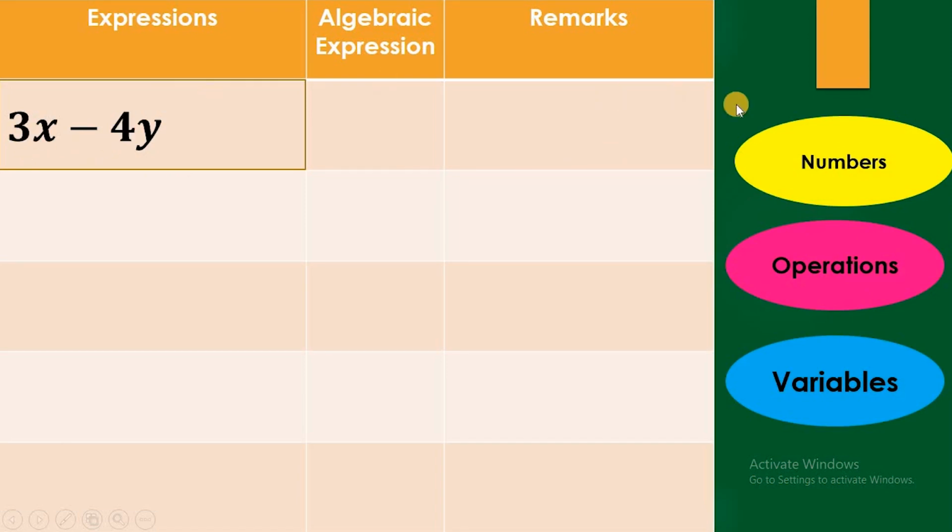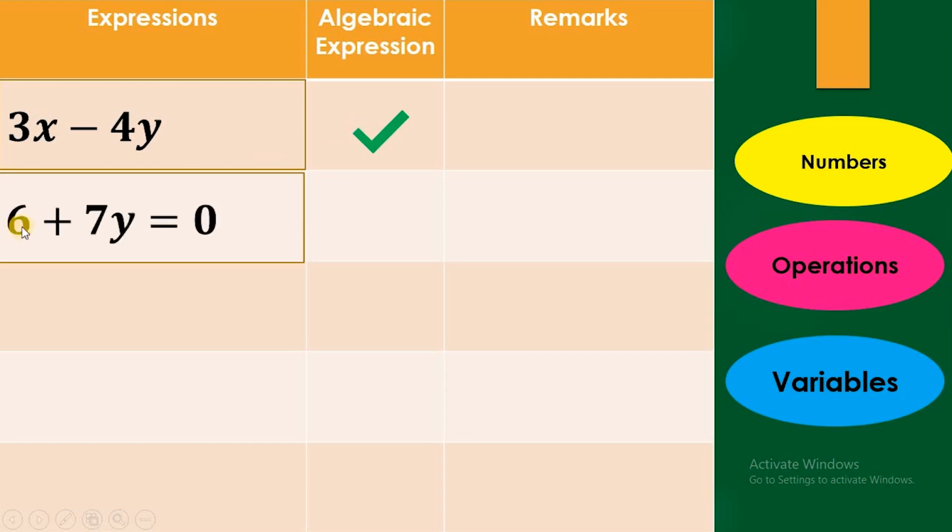3 and 4 are numbers. We have the operation subtraction, and between 3 and x we have a multiplication sign. Similarly, between 4 and y we have a multiplication sign. We have operations, and then we have variables x and y. Since there are two variables, this is an algebraic expression in two variables. Therefore, it is an algebraic expression.